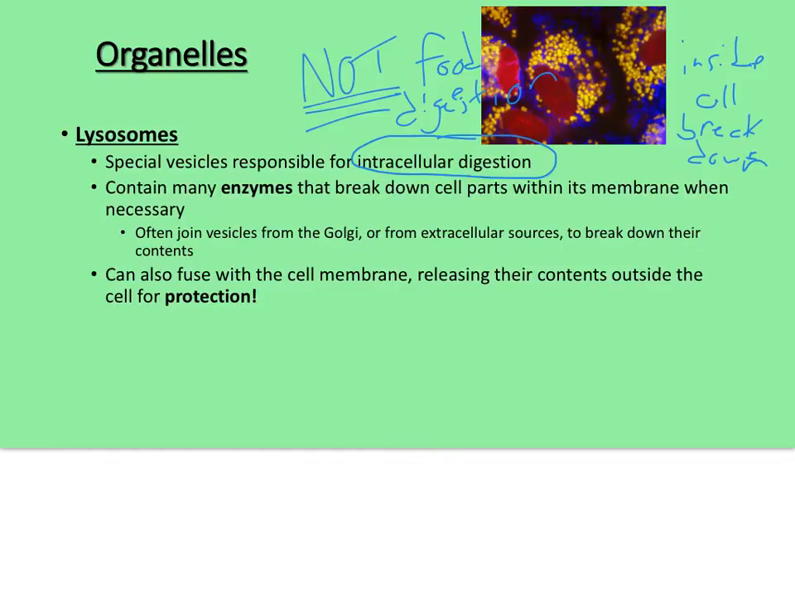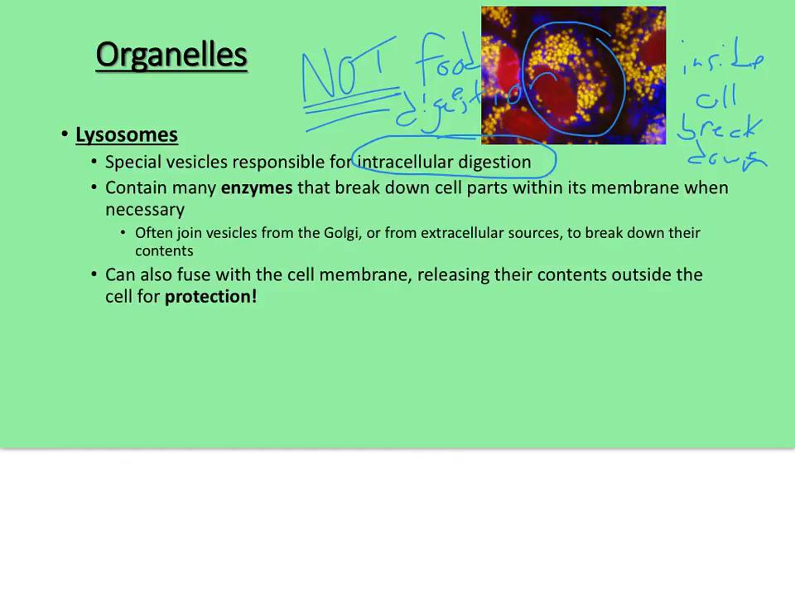So this picture that you see here is actually a cell that is super duper active and has a ton of lysosomes here in yellow, which have been labeled for this image, where you can take in these cell pieces and you can break down that stuff that you don't need.